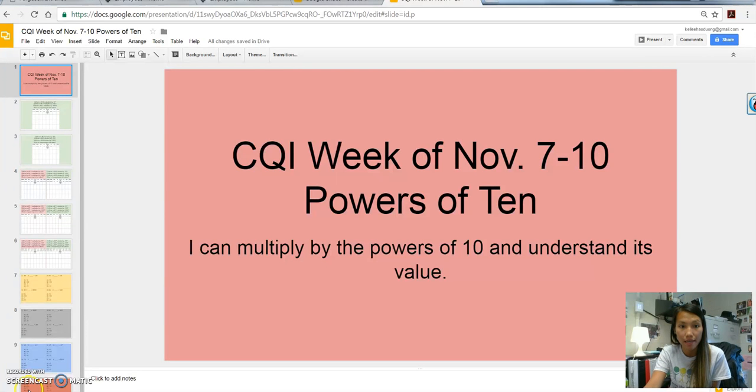We are going to look into powers of 10. Our I can statement is: I can multiply by the powers of 10 and understand its value.